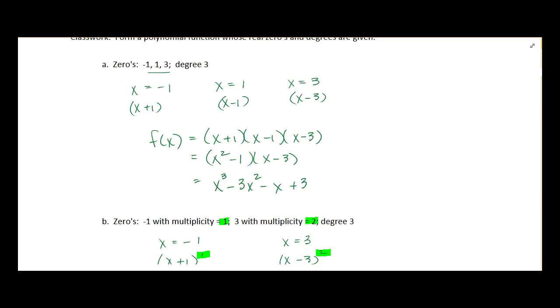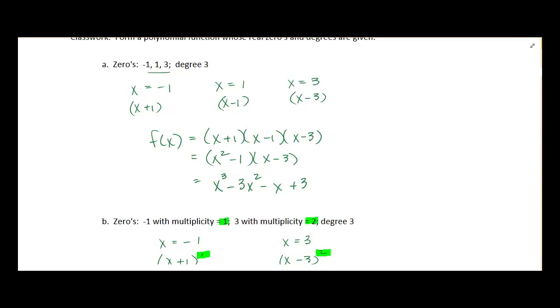Okay, so hopefully you paused this and you were able to practice. If I know I have zeros at -1, 1, and 3, there's no multiplicity given, so I just set them up in their factored form like this: x plus 1, x minus 1, x minus 3. And when I combine them together, I end up with the polynomial function that looks like x cubed minus 3x squared minus x plus 3. And that represents this problem right here. Notice that this is a polynomial of degree 3, which is what it said it should be.